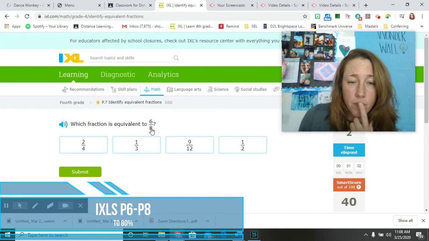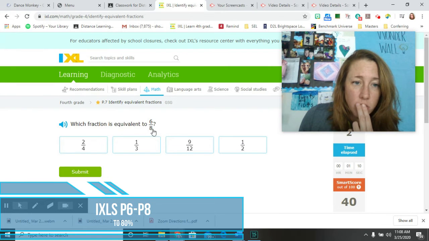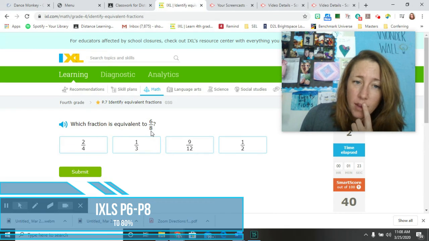6/8. This one's a little trickier. So how am I getting from 4 to 8? Times 2, right? So 4 times 2 is 8. 2 times 2 is 4. So that won't work. Okay, thirds. 3 times what? 3 times nothing goes into 8. And 1 times... Yeah, that won't work either.